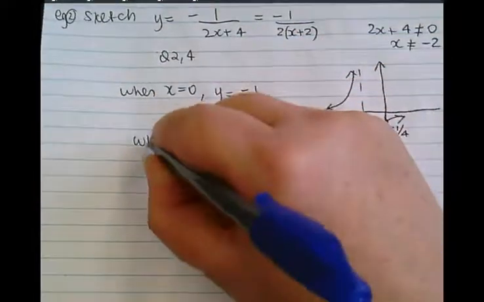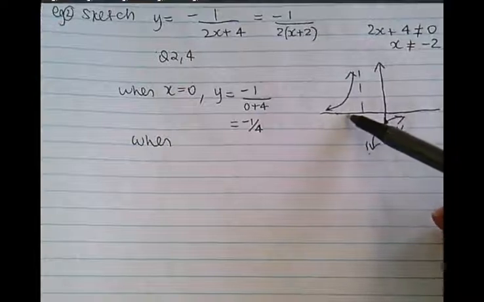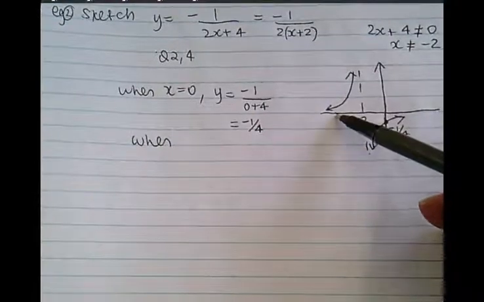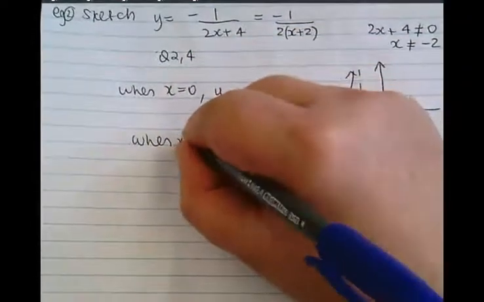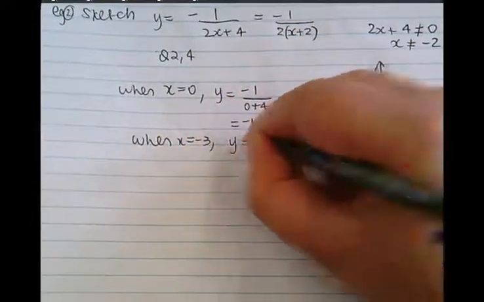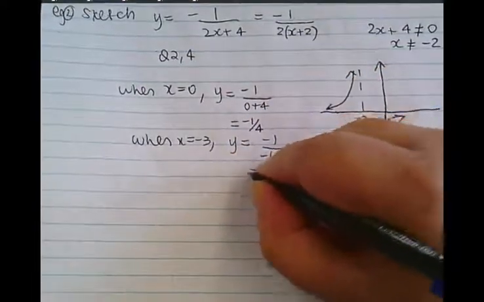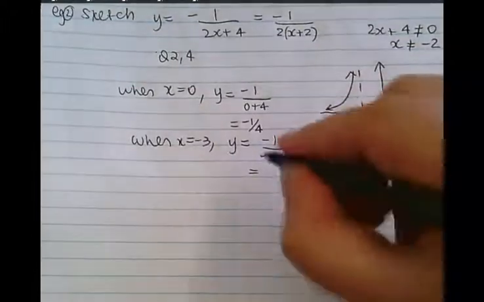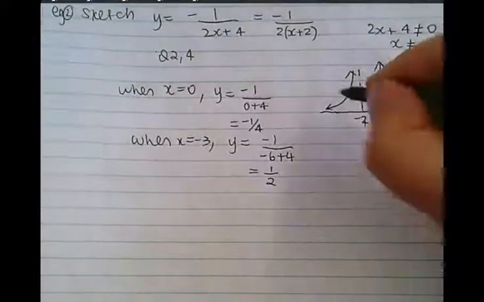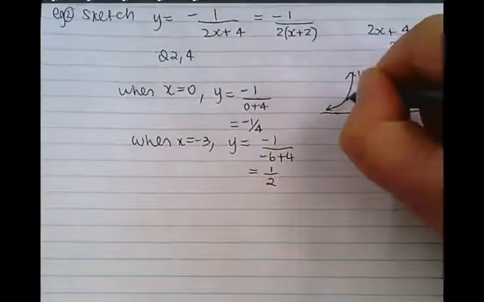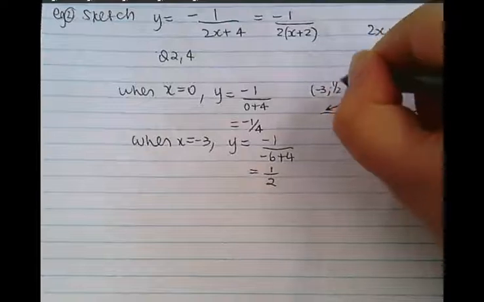And let's just do another nice value of x over here. You could do negative 3 might work, but negative 4 might work. Doesn't matter. I'll do x is negative 3. When x is negative 3, y is negative 1 over 2 times negative 3, which is negative 6, plus 4. So it's negative 1 over negative 2, which is positive a half. So here is another value. I know it's not to scale. That's negative 3, a half. Okay?